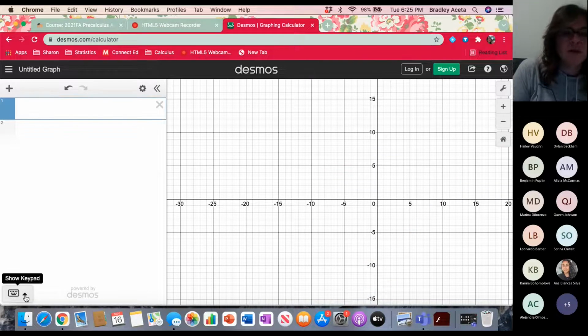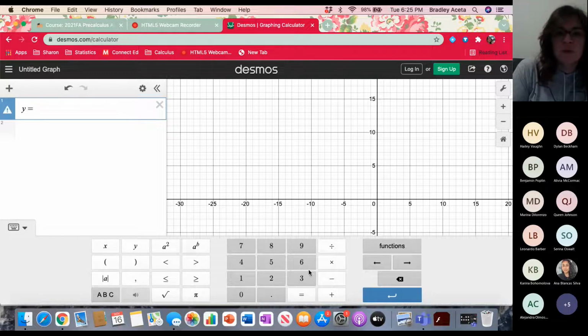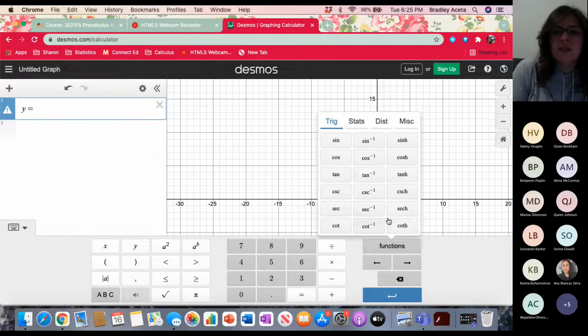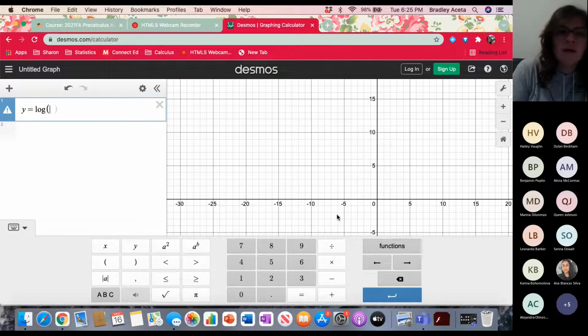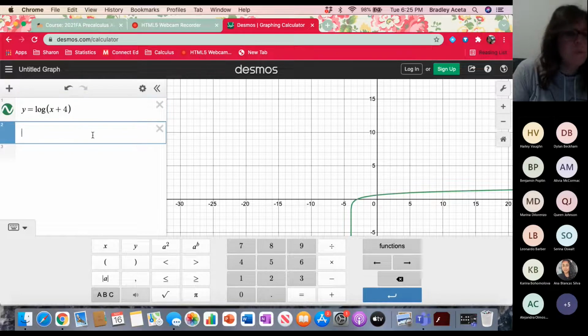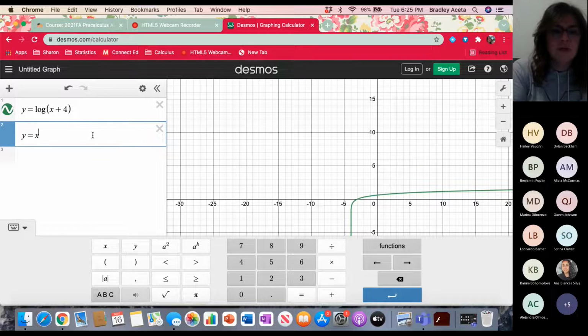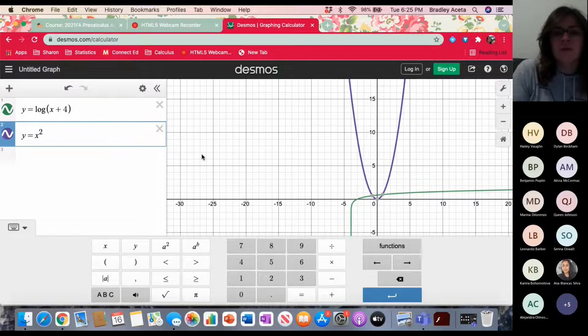Now for log, I have to actually type it in. Go to function, hit miscellaneous, and do log of x plus 4. And there's the green line that came up. And then this one, y equals x squared.